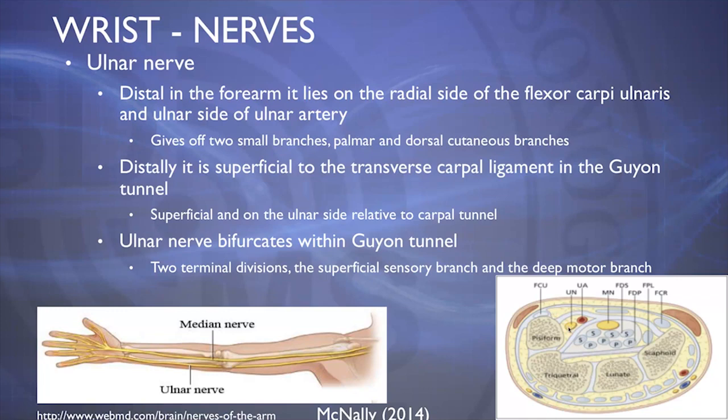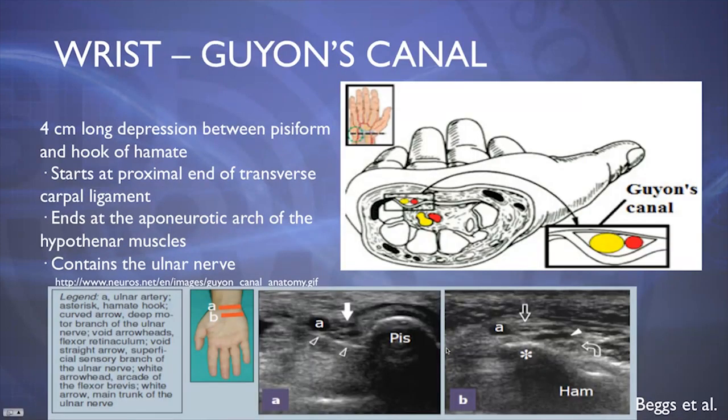When we look at Guyon's canal or Guyon tunnel, whichever literature you read, you'll see that it's a 4 centimeter long depression between the pisiform bone and the hook of hamate, and it starts at the proximal end of the transverse carpal ligament. And it's going to end at the fibrous arch of the hypothenar muscles, containing the ulnar nerve. So you can see here the pisiform bone, the ulnar artery, the ulnar nerve is going to live in that space. And then we can see as we move a bit more distal, that hook of hamate, that ulnar nerve gets smaller, and we can still see the ulnar artery right here, and we can see that it splits within the canal.